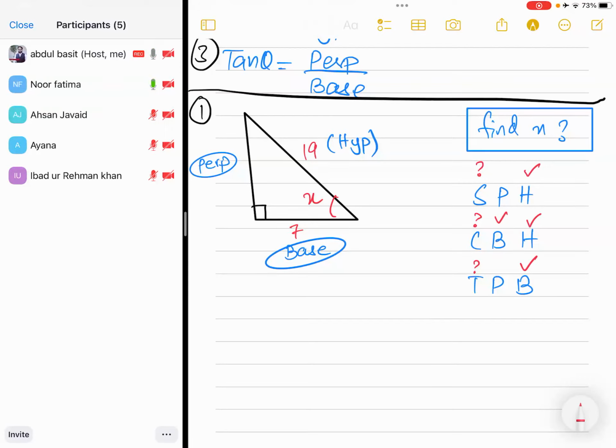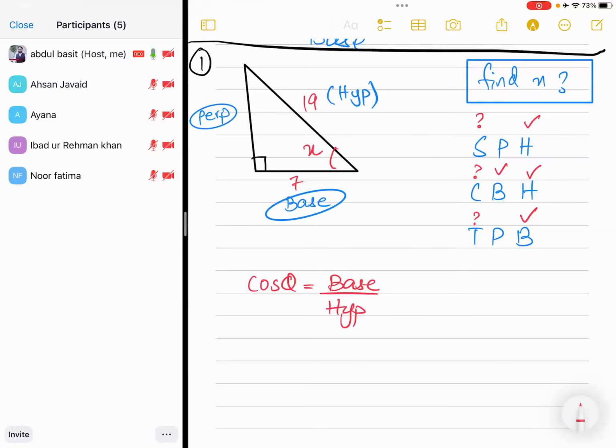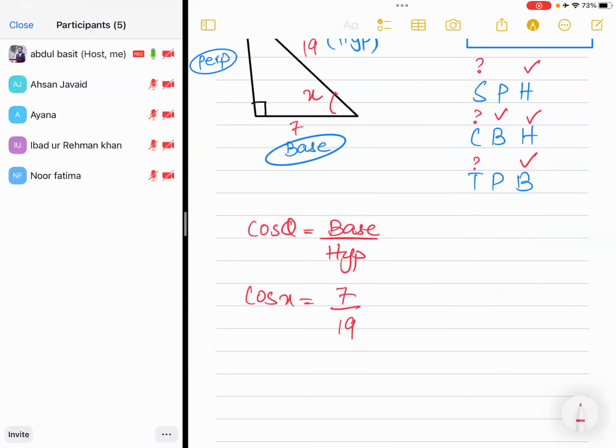Second one, which is cos theta. Agree? Yes. So cos theta is equal to base divided by hypotenuse, Some people have curly brown hair. So theta is x here. We'll write cos x is equal to base 7 over hypotenuse 19. We need to find x, not cos x, so cos will go there and it becomes cos inverse of 7 divided by 19.